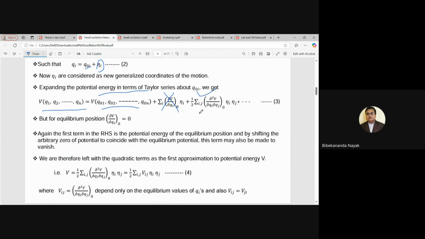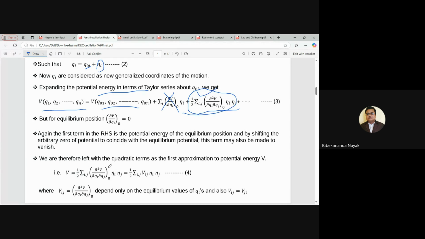You see half del square V by del q_i del q_j times eta_i eta_j. It is quadratic in the parameter, like x square. So the first term on the RHS is the potential at equilibrium, the equilibrium potential. For stable equilibrium, it is the minimum potential. For simplicity, let's set the minimum potential to 0. It may be positive, but we can set it to 0. So we have only one term, and our final potential energy is this one.